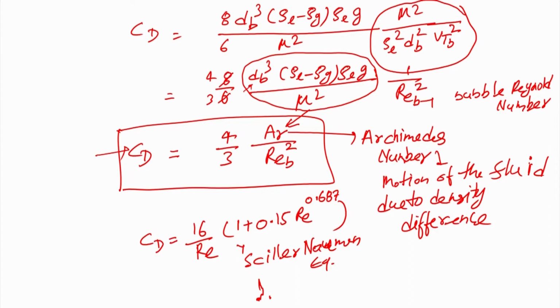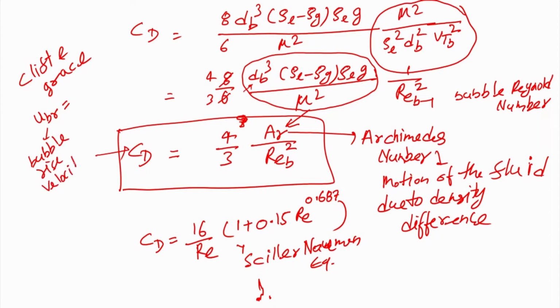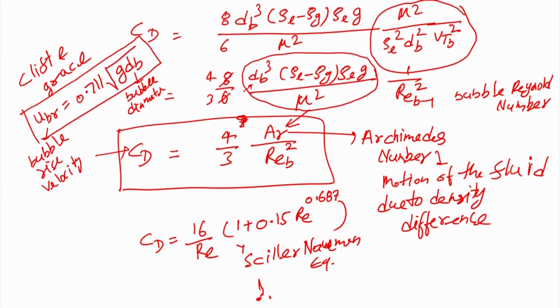One of the important correlations which I missed here was given by Clift and Grace, to find the bubble rise velocity. They said that the bubble rise velocity, U_BR, is equal to 0.711 times the square root of g times d_B, where d_B is the bubble diameter and g is the gravitational acceleration. So, similarly, a lot of people have developed different correlations.